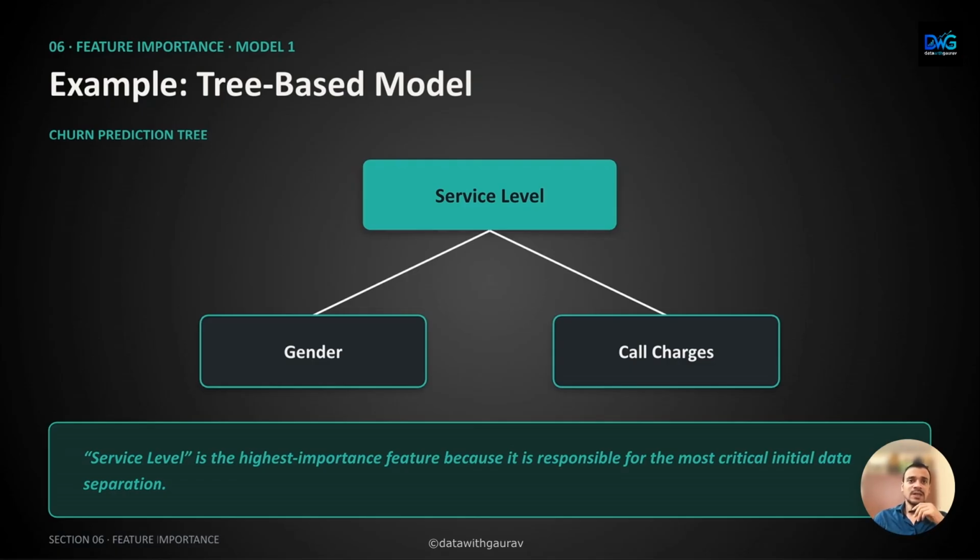So in this example, service level has the highest feature importance, not because it appears first by chance, but because it performs the most informative and impactful split at the very beginning of the decision making process. This is exactly how a tree-based model naturally reveals which features contribute the most to making accurate predictions.